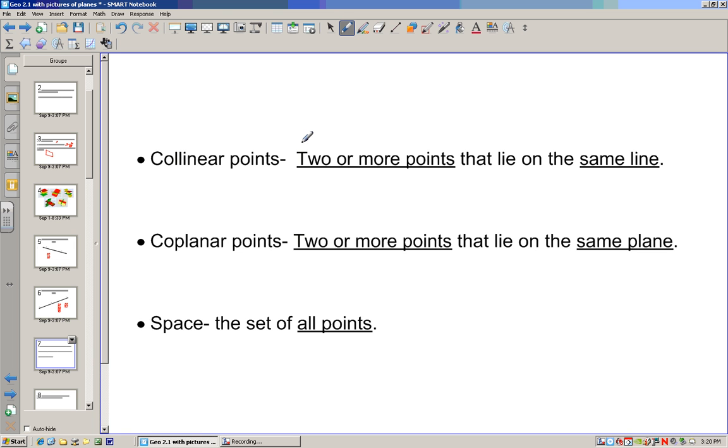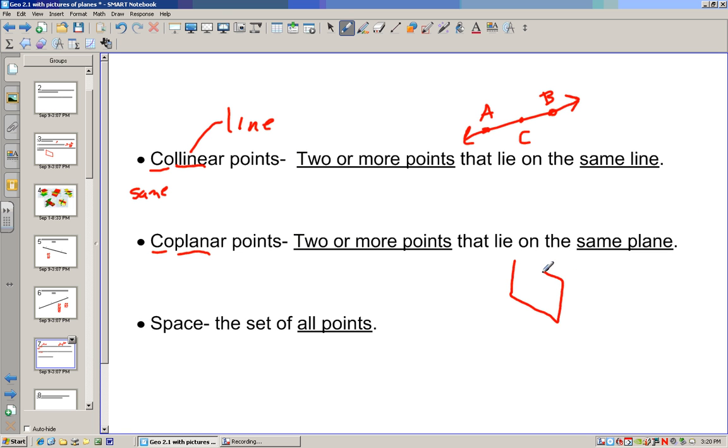Two points are collinear points if two or more points lie on the same line. So if I draw my line, if I have two or more points, say A and B, those are collinear. We could add another point C, and they would all be collinear because they're on the same line. Co means same, and line means line, of course. Coplanar, think same plane. It's two or more points that lie on the same plane. So in two dimensions, if we have a few points here, let's name it A, B, C, and D, those are all coplanar if they all lie on the same plane.